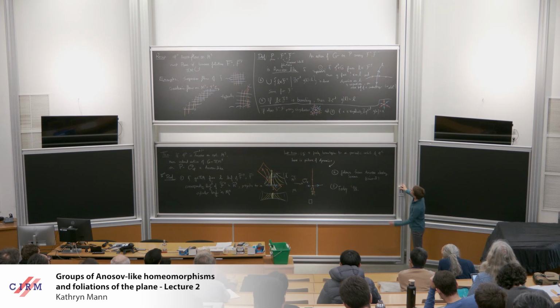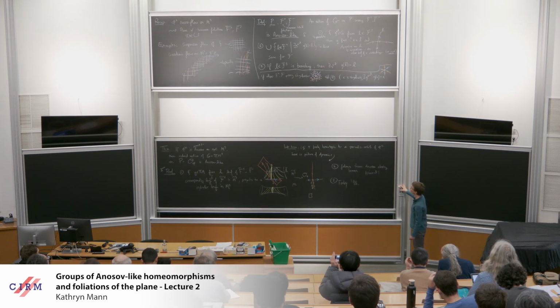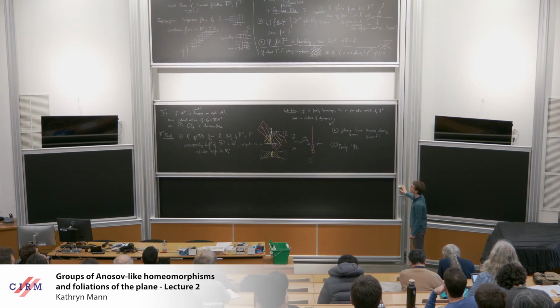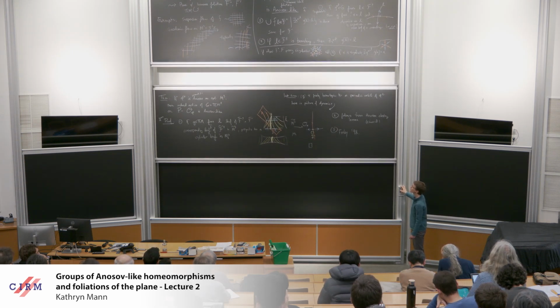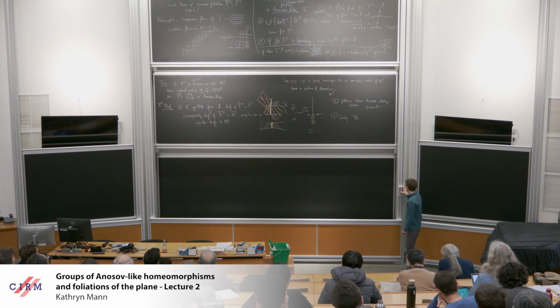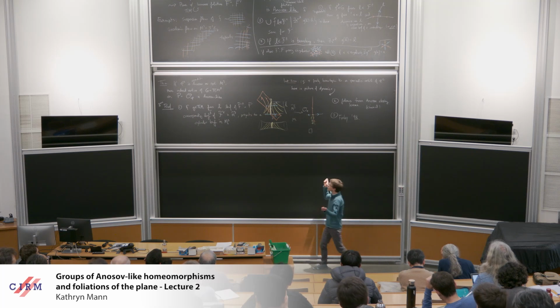So in summary, here are some easy to state axioms that pick out a class of dynamical systems, of groups acting on the plane, which by this theorem includes at least all of the examples that come from Anosov flows on 3-manifolds.